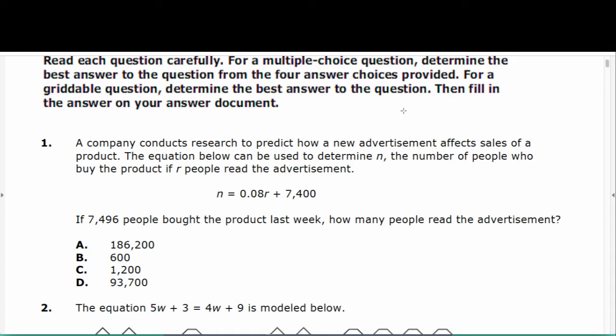A. 186,200. B. 600. C. 1,200. D. 93,700.